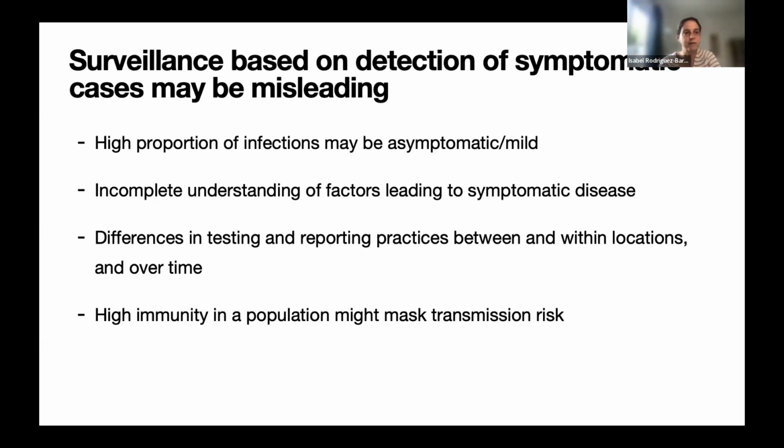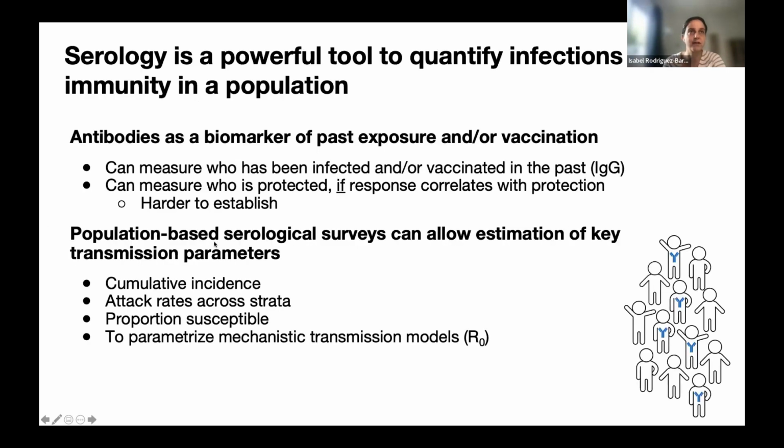And another point that is perhaps a little bit more nuanced is that high immunity in a population might mask transmission risk, right? So even if you have a very high force of infection in a given setting, if most of the population is already immune, you're going to see few cases because everyone is already immune. So surveillance systems based on cases are not enough, and in contrast, serology provides a powerful tool to quantify infections and immunity in a population.